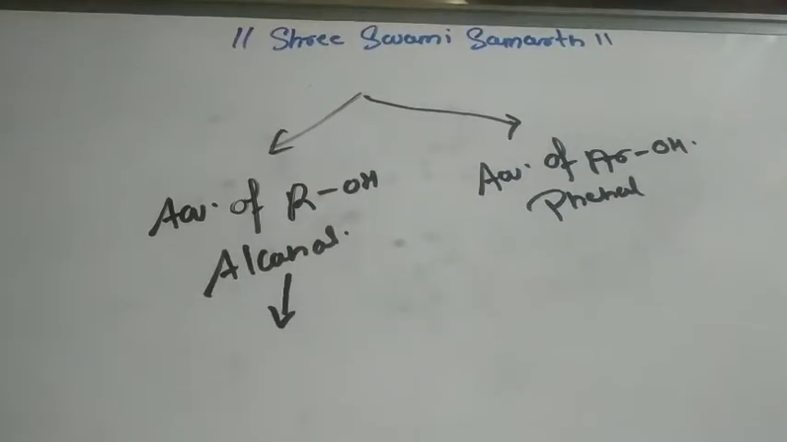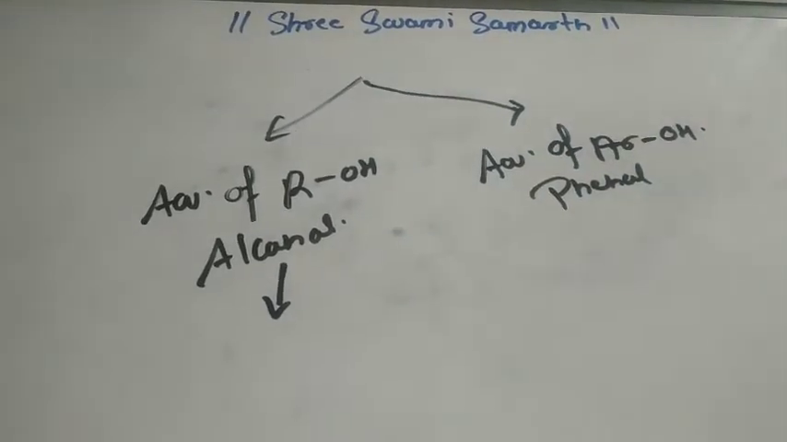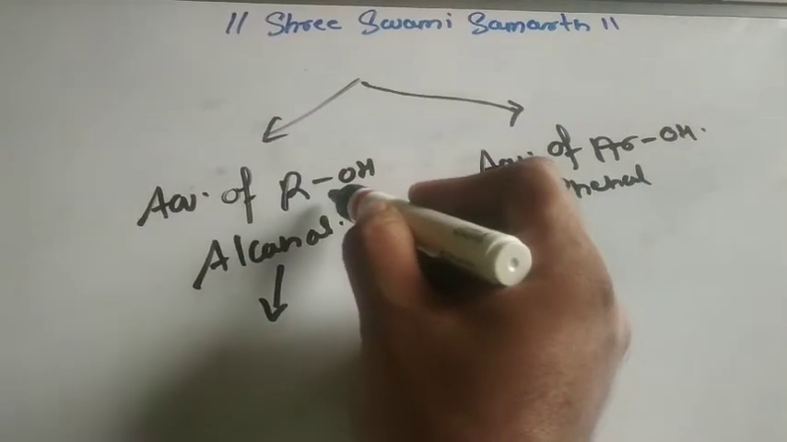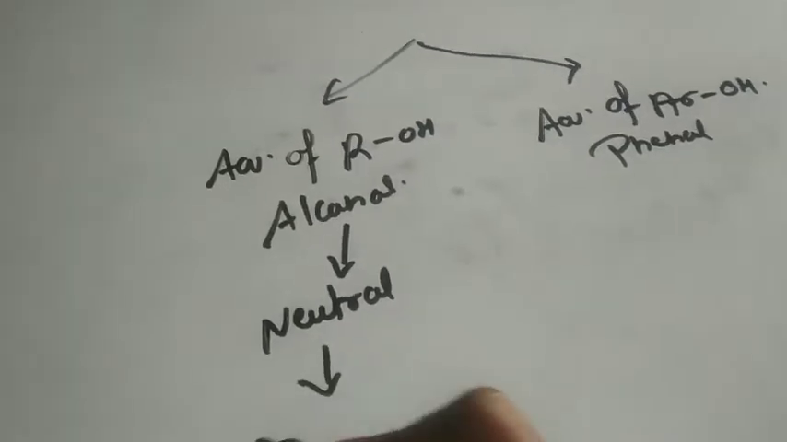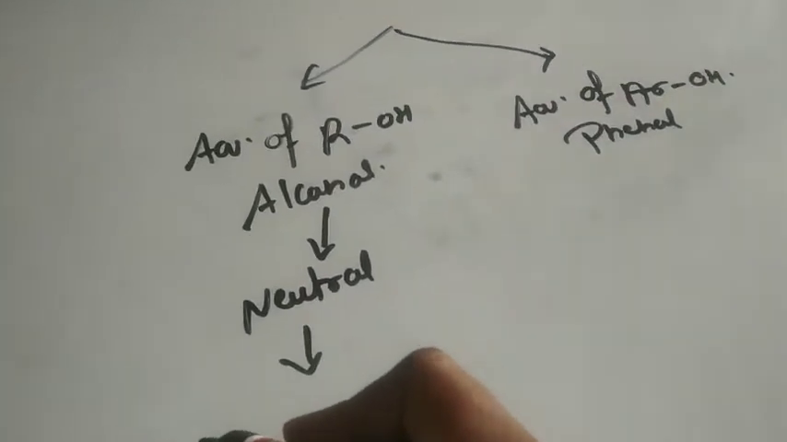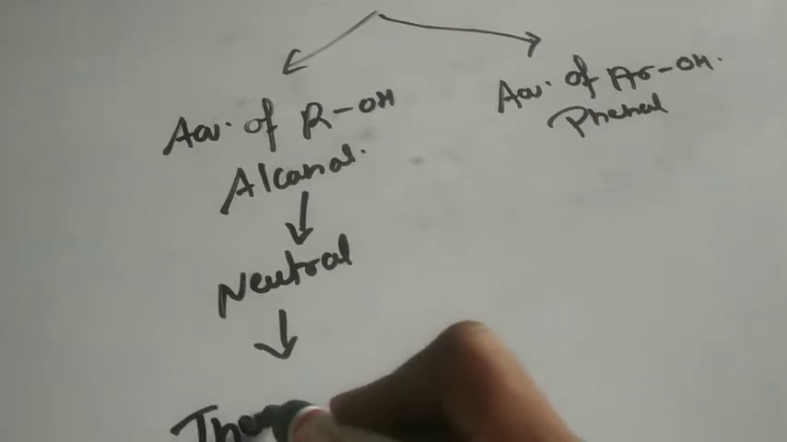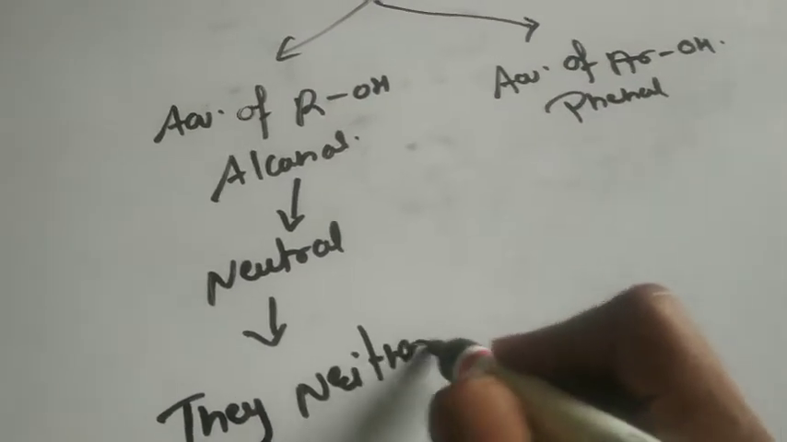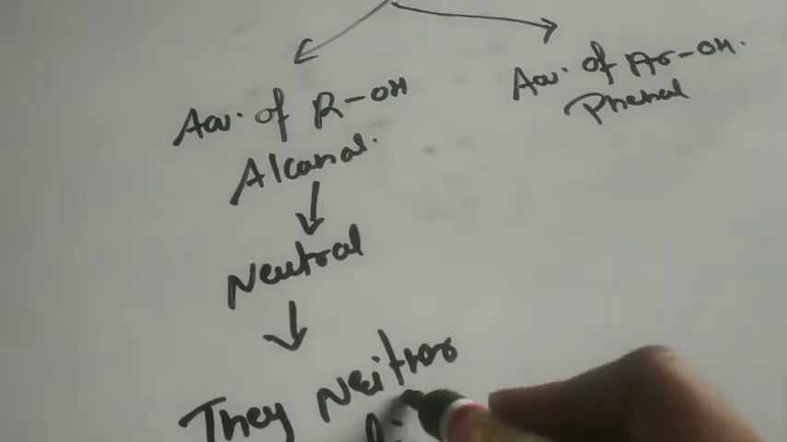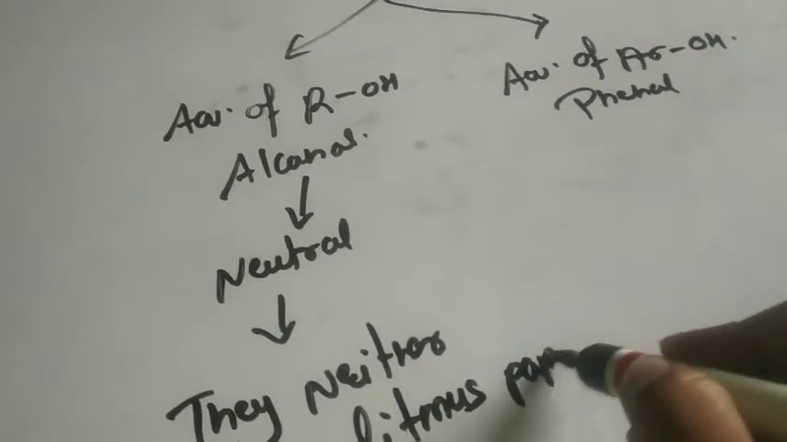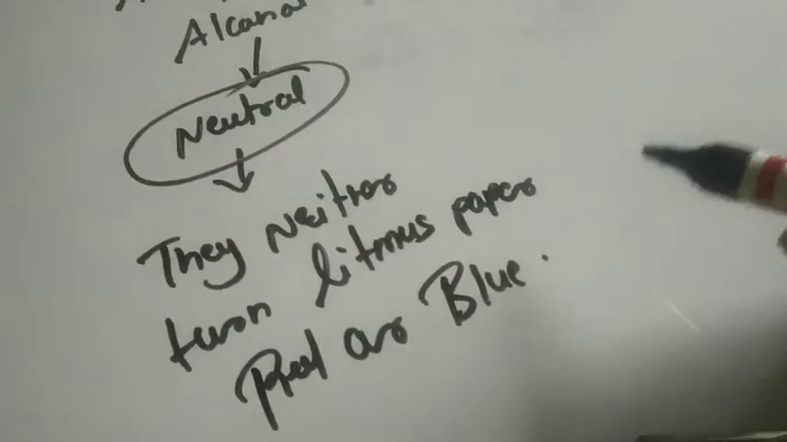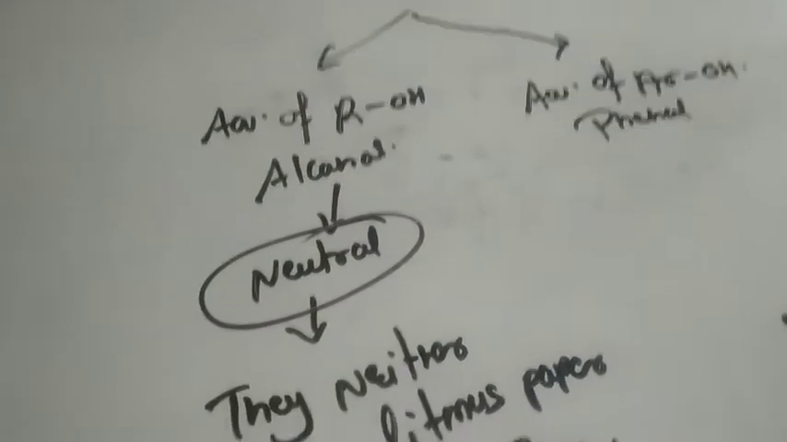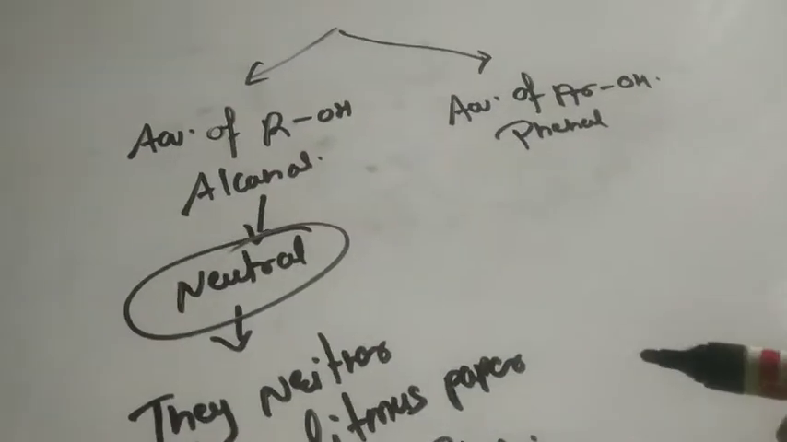See, as we all know, we had already studied in the acidic character of the alcohols and phenols that the aqueous condition of an alcohol behaves like a neutral. So what will happen here? They will neither turn litmus paper red or blue. If the compound is neutral, what will happen? It will never turn the litmus paper red or blue, right? So this is the aqueous condition of an alcohol.